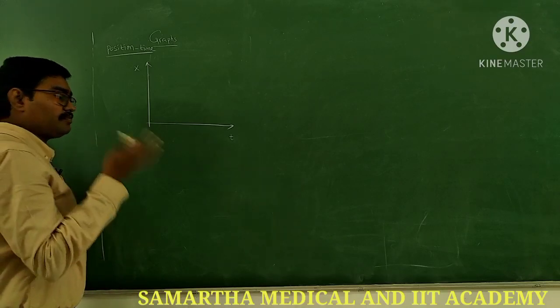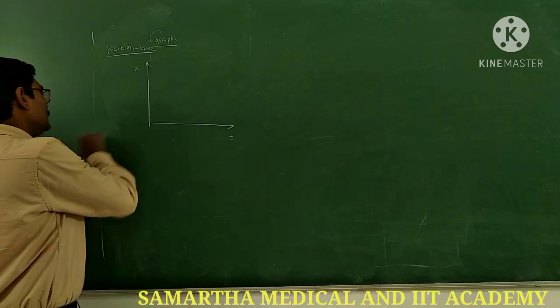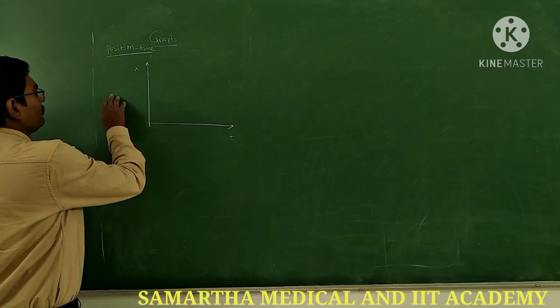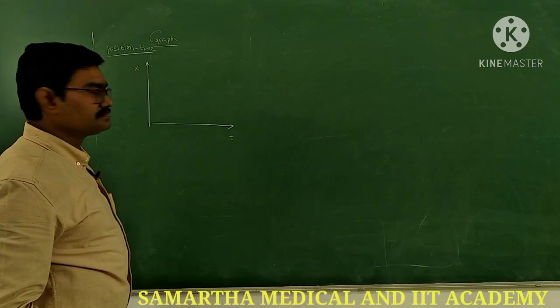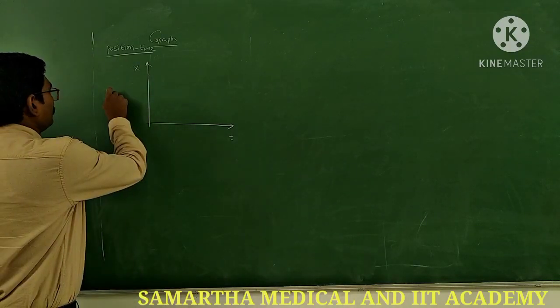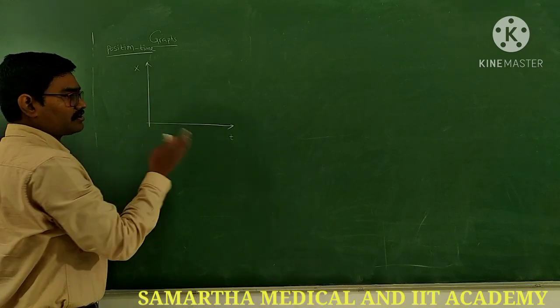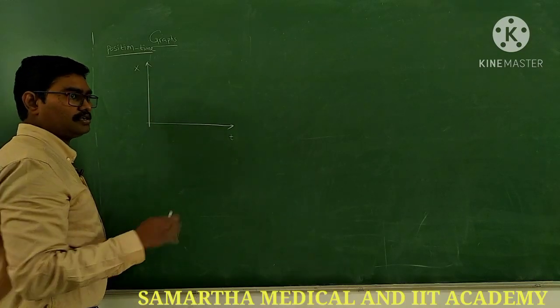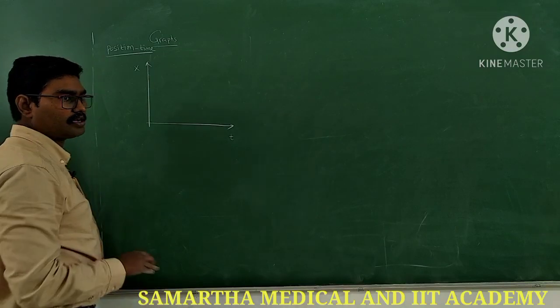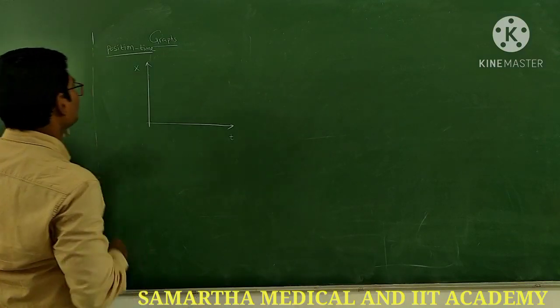Suppose for this xt graph, one example, one graph, after drawing the graph, we will discuss its significance. If I take a particle which is at rest.